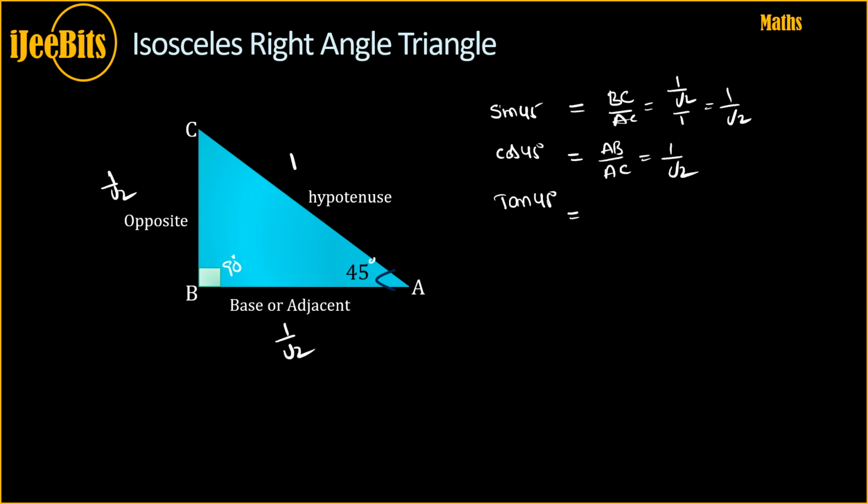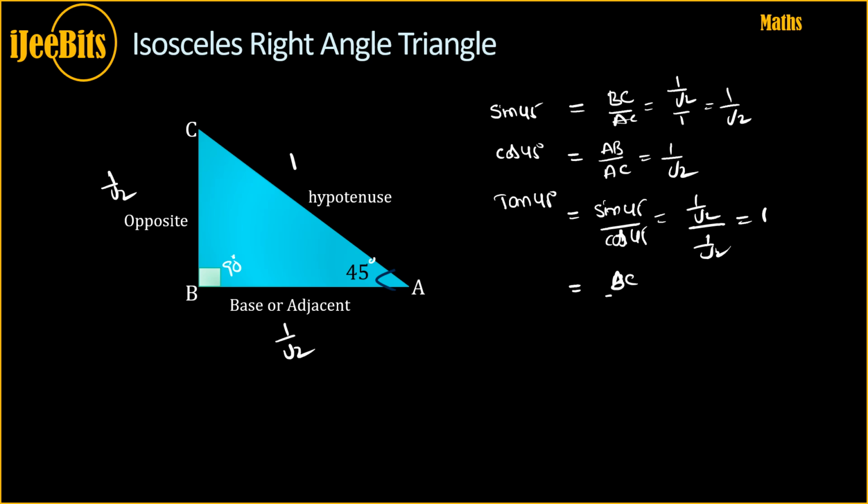Tan 45 means sine 45 by cos 45. So 1 by root 2 by 1 by root 2 is nothing but 1, right? The other way, what you can say, opposite side, right?